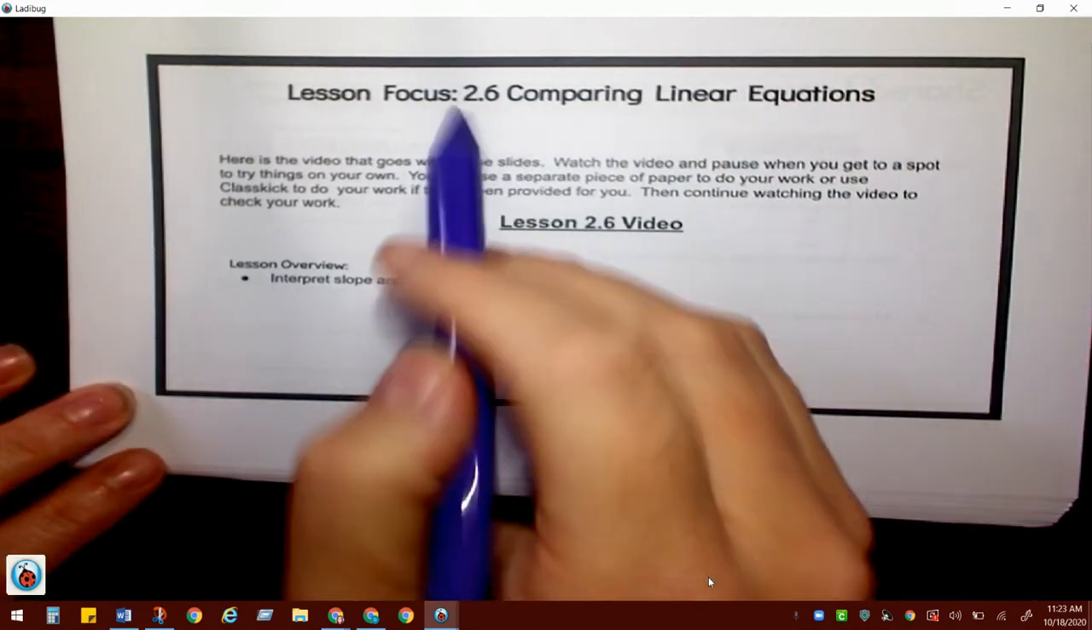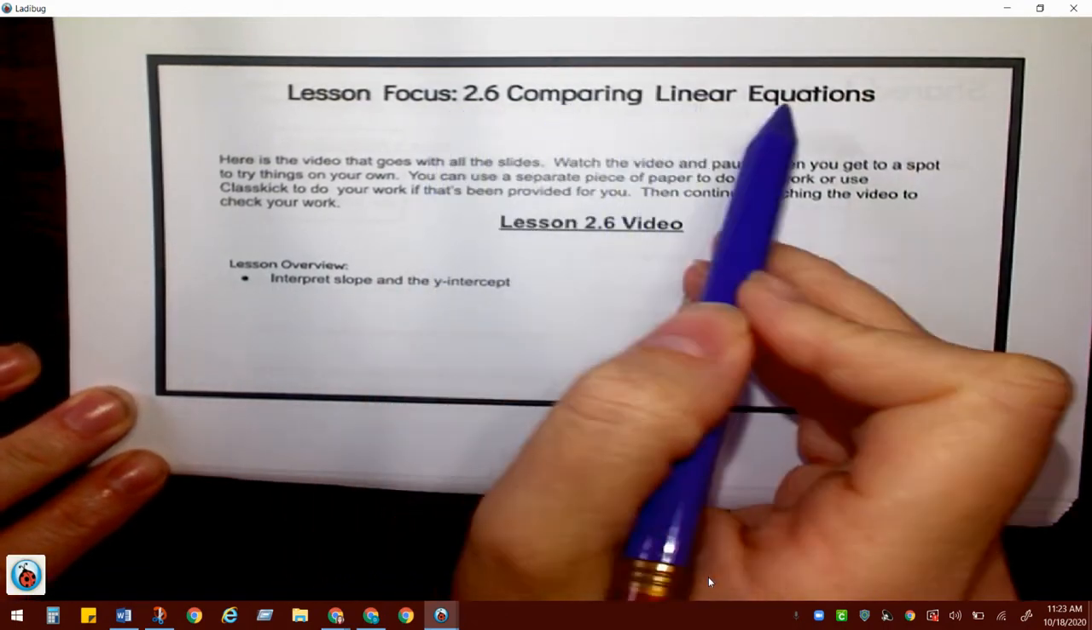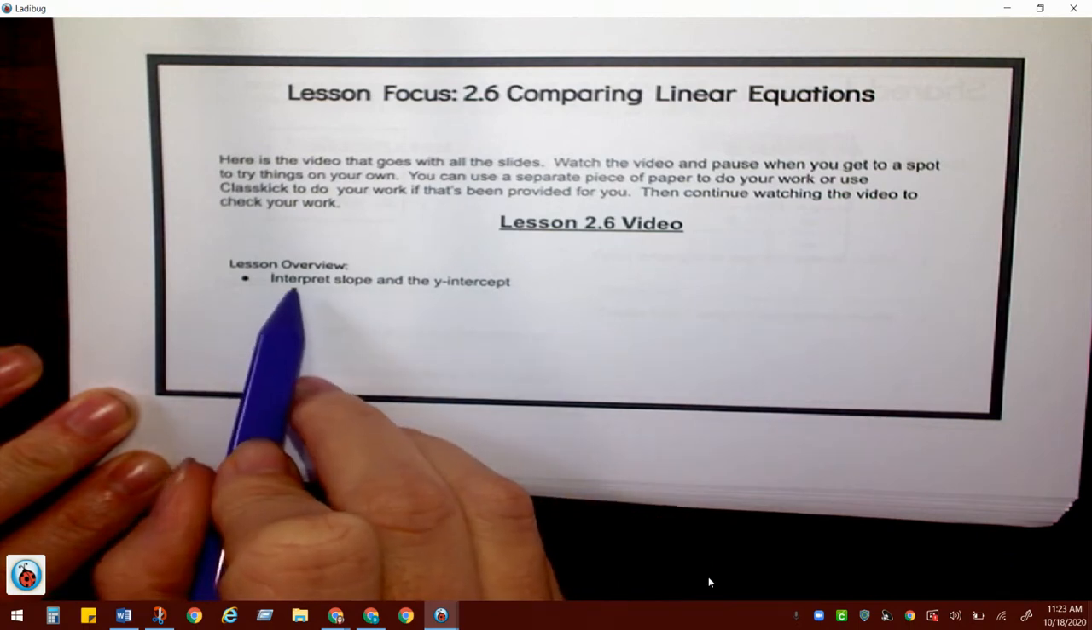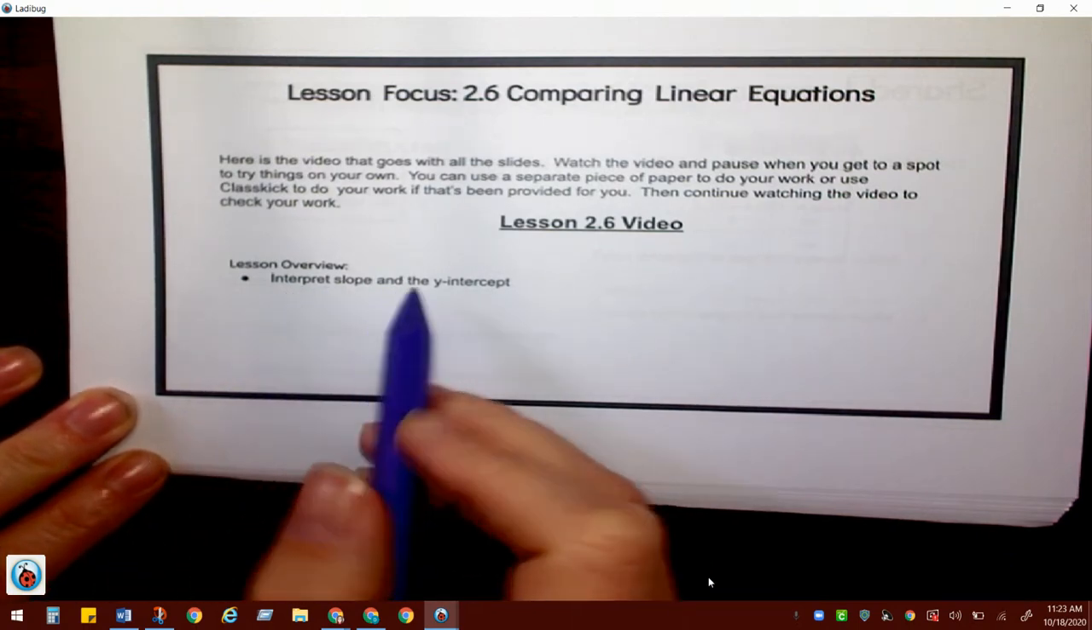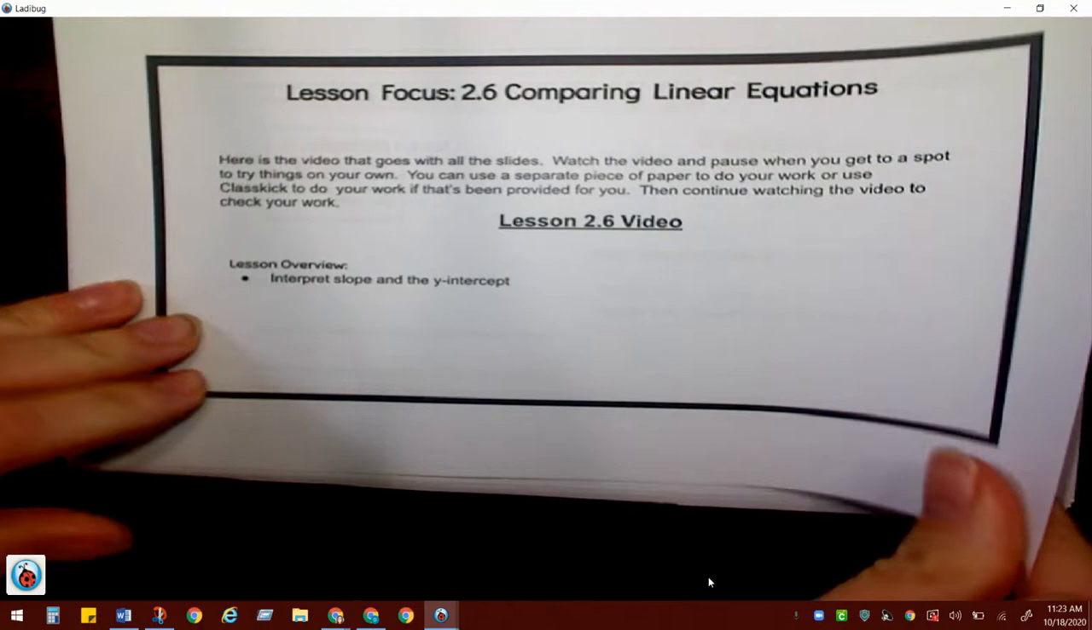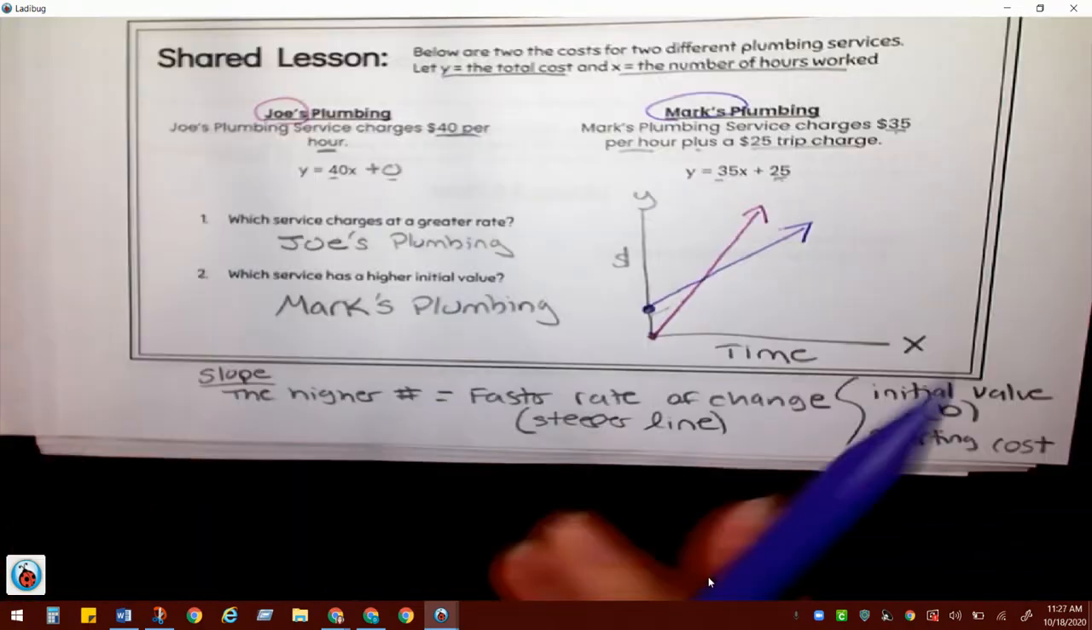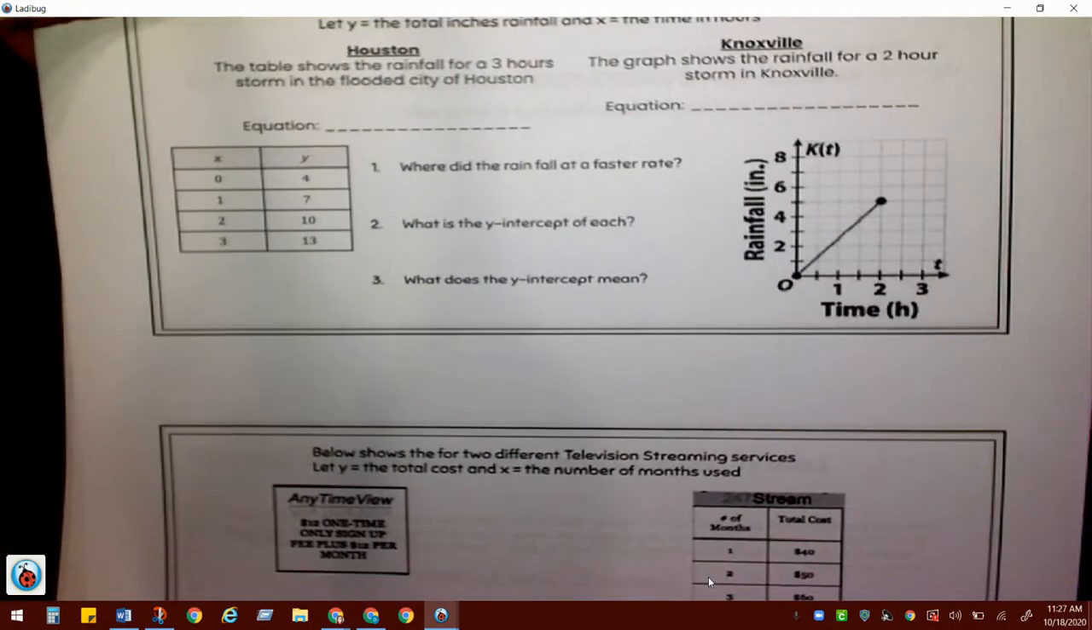Mrs. Sawicki here. We're going to be doing 2.6, comparing linear equations. So our goal today is to be able to interpret the slope and the y-intercept by looking at different scenarios. We're going to now jump into comparing a table and a graph.